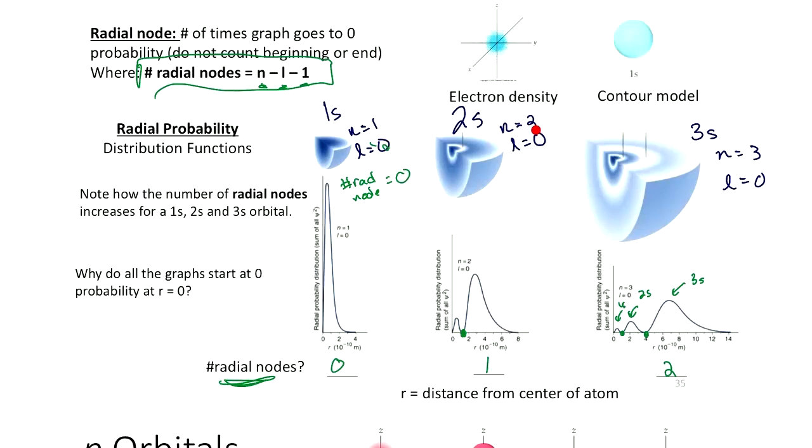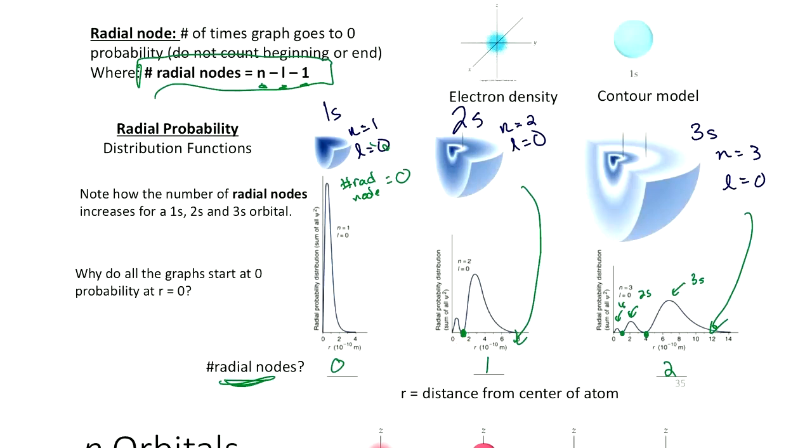Same thing for a 2s orbital. So it's 2 minus 0 minus 1, so there's going to be 1 radial node. For a 3s orbital, n equals 3. So it's 3 minus 0 minus 1, which gives us 2. So we can also use this equation to predict how many radial nodes are in our radial distribution function graph.